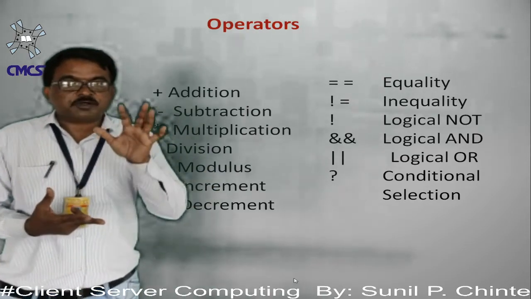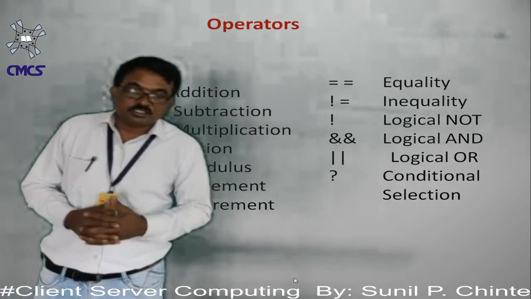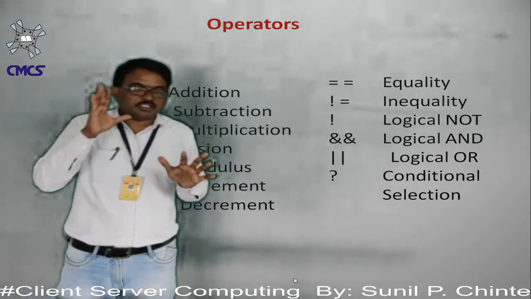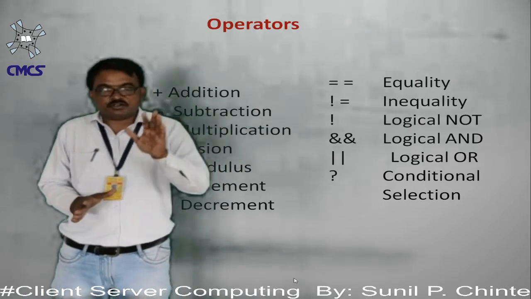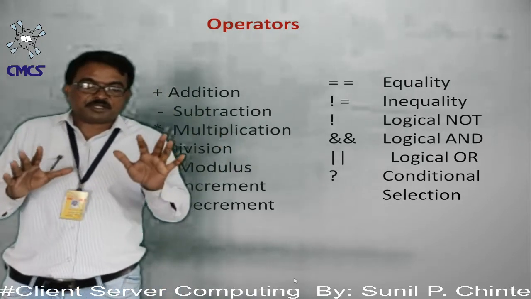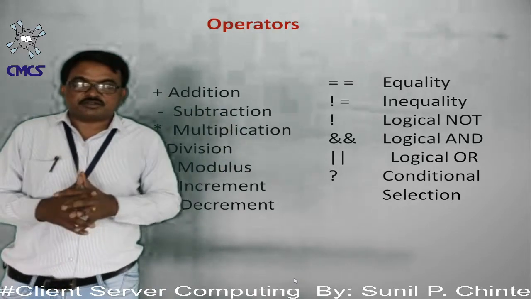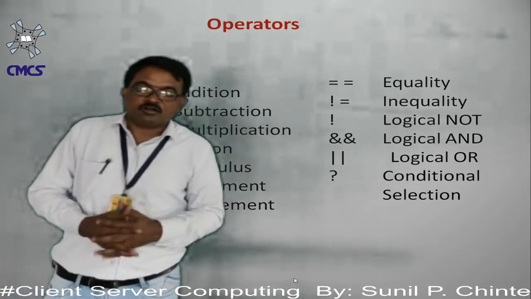Some operators perform operations on two operands. That's why they are called binary operators. Some operators perform operations on a single operand. That's why they are called unary operators. Some operators operate on three operands. That's why they are called ternary operators, or we can say conditional operators.